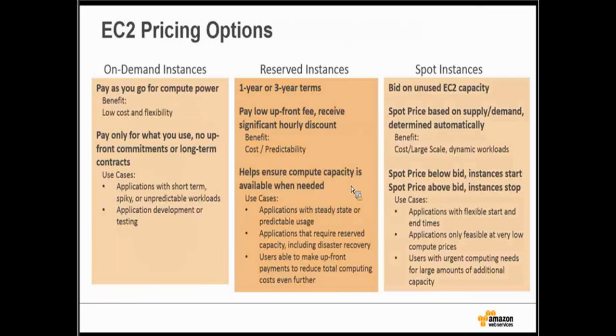Reserved instances: you have to reserve a machine and go for at least a year-term contract with them. You pay a very low upfront fee, and then that's where you get a lot of discount, an hourly discount. So if you want a specific configuration but you do not want to go for an on-demand instance, because on-demand may be costing a little bit higher, that's where you go for a reserved instance and say, okay, I'll go for a reserved instance with 16 GB RAM, etc., and commit to them for at least a year. If you commit to them for a year, then they're going to give it to you at a lower cost.